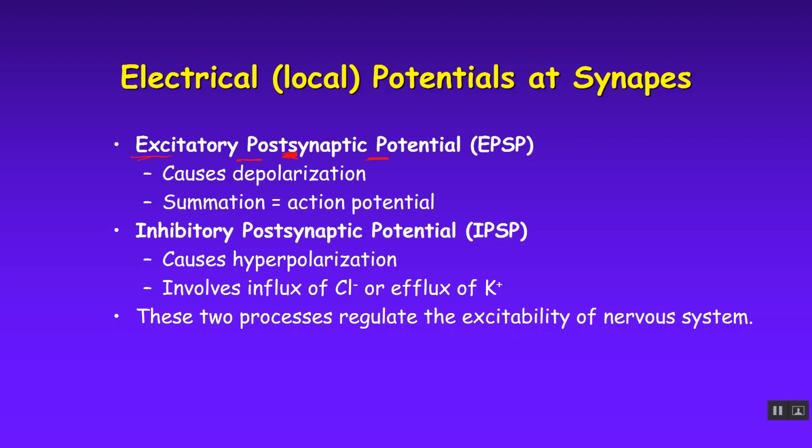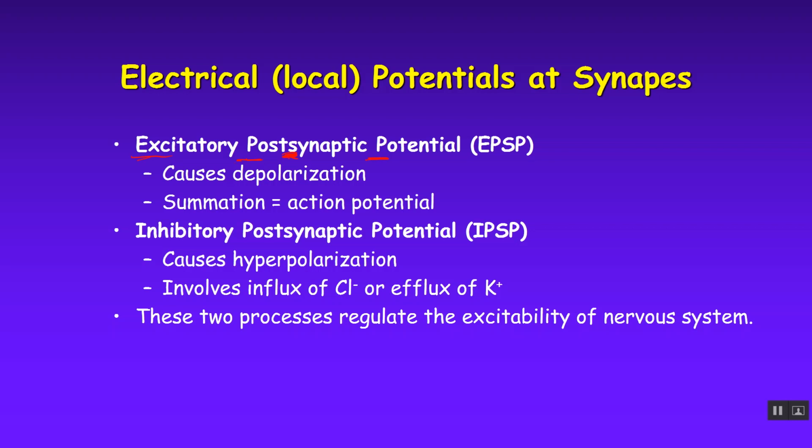On the flip side, we can also have neurons that inhibit neurons, okay? And that's via an inhibitory postsynaptic potential. In that case, you would typically allow some type of negatively charged ion, most commonly chloride, to come in to make the inside of your next neuron more negative, so it's less likely to fire, okay?